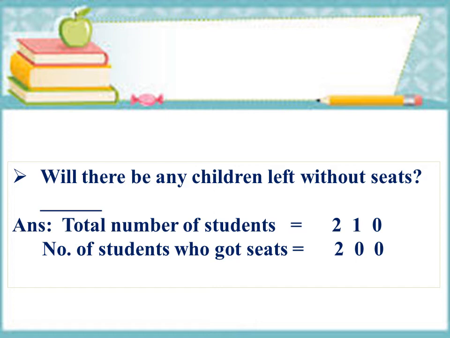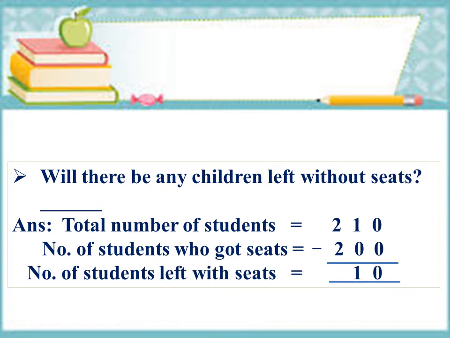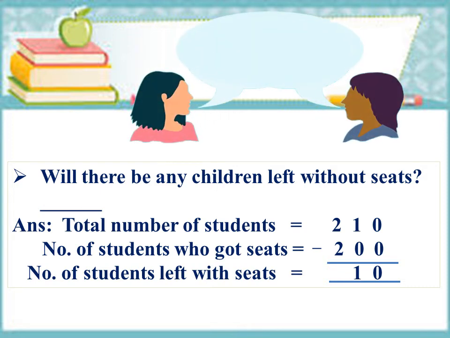Then to find how many children are left, we have to do subtraction. While doing subtraction, 0 minus 0, we get 0. 1 minus 0, 1. 2 minus 2, 0. So in total, how many students are left without seats? 10 students.